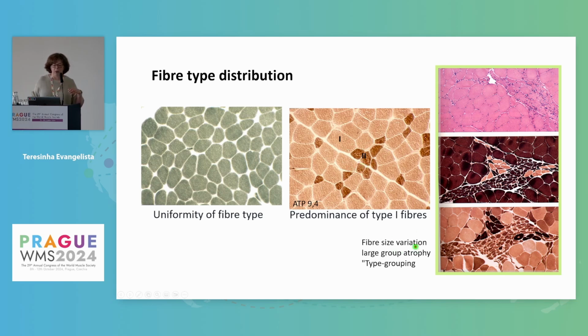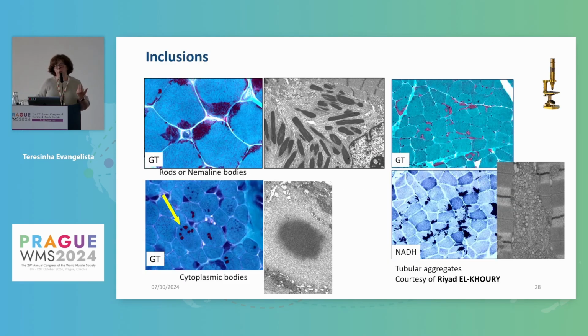And then we also look into how the atrophic fibers are collected. If they are, for instance, in large groups like in here, if there is a type grouping, that points towards a neurogenic process with reinnervation. So these are aspects of things that we look into in the biopsy that can help us in the diagnosis. And then we look into the inclusions, which are really, I think it's beautiful when we look at it in the microscope.